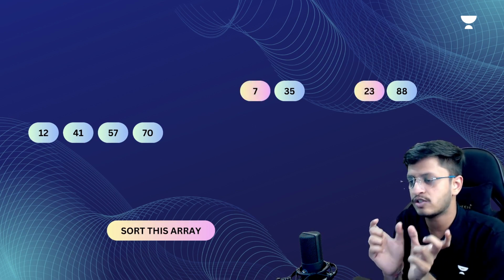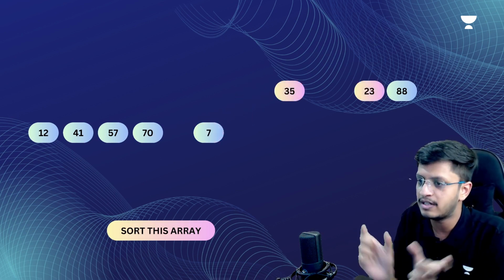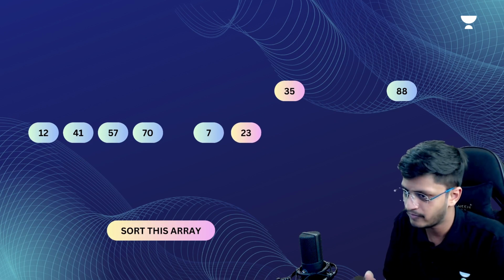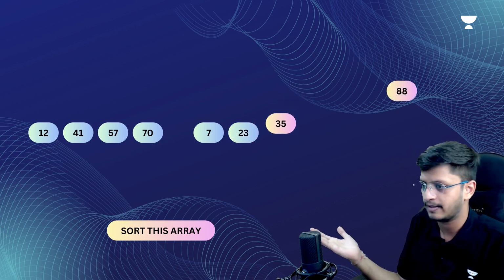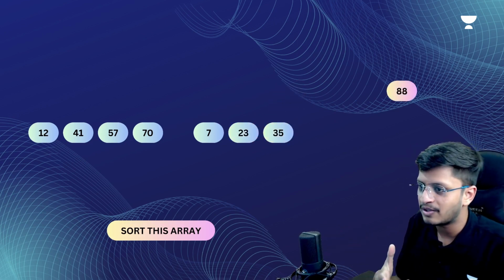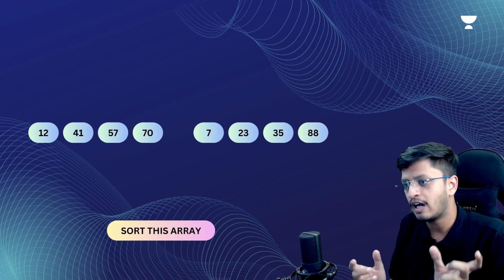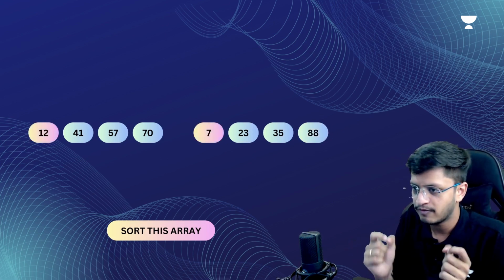If we have two sorted arrays of size n, we can merge them into another sorted array of size 2n in order of n. That's actually what we are doing. Now we have two sorted arrays of size 4. We will merge these two.